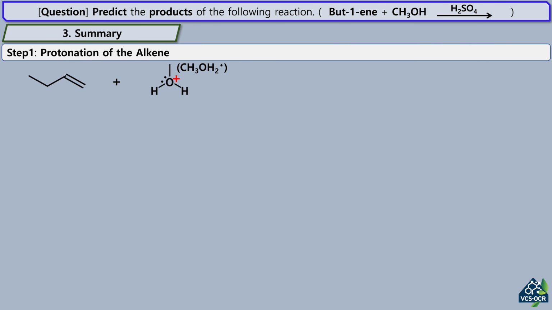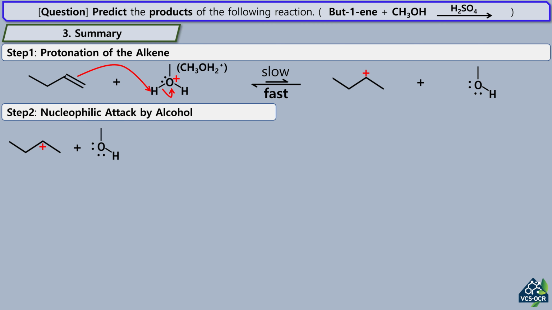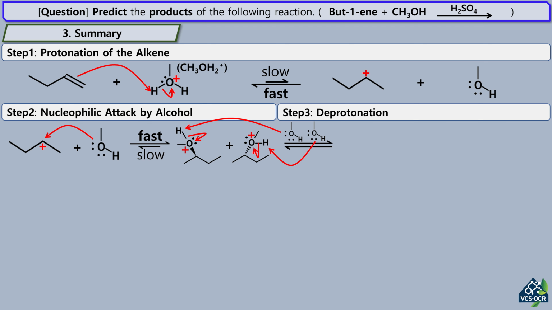Let's summarize. Step 1. The alkene is protonated to form the more stable secondary carbocation intermediate, Markovnikov addition of H+. Step 2. An alcohol molecule attacks the planar carbocation from both faces with equal probability. Step 3. Deprotonation yields the neutral ether product, 2-methoxybutane, and regenerates the acid catalyst.